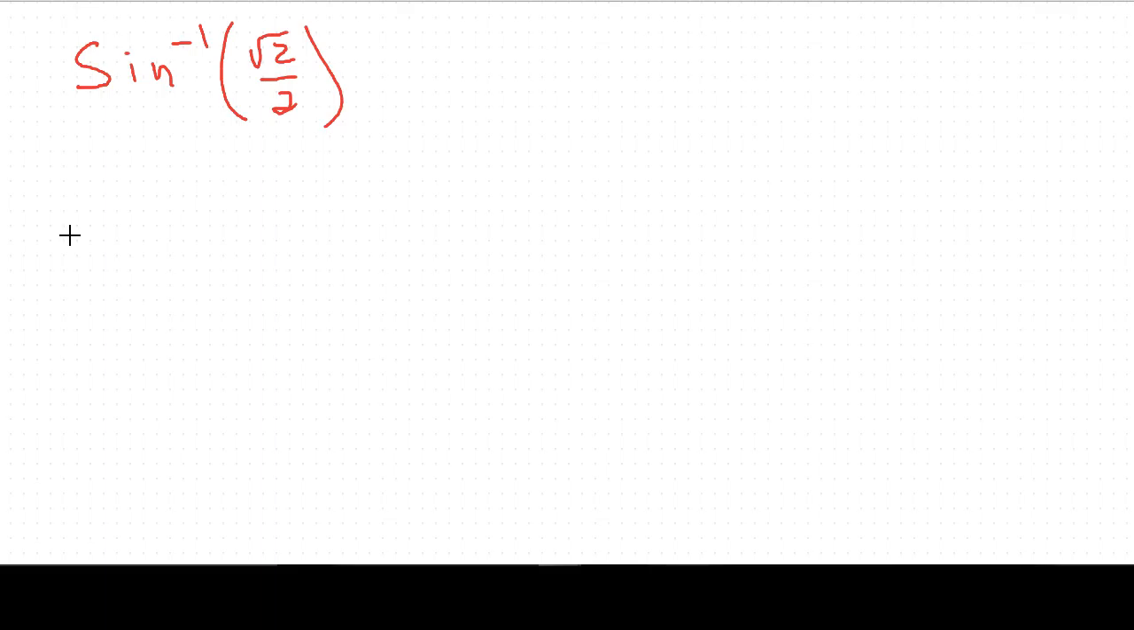So would it be 45 degrees or pi over 4? Yes, good. There's also one more place that's true. Oh, right, because it's positive. 135 degrees, or 3 pi over 4. Yeah, that's it. Now let's go the other direction.